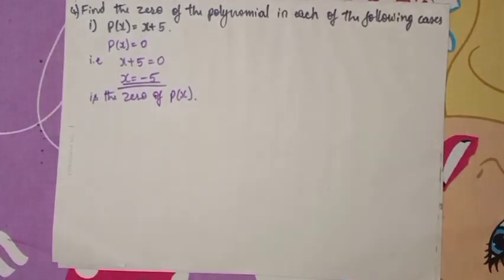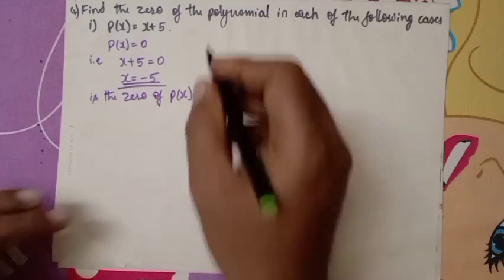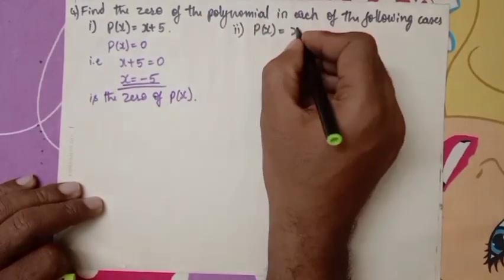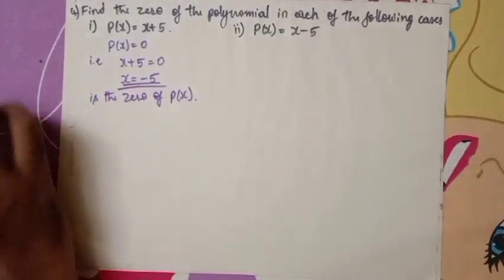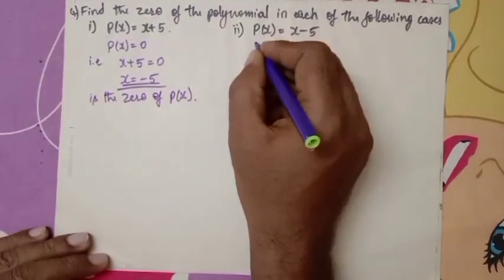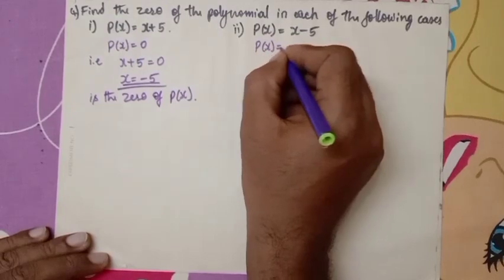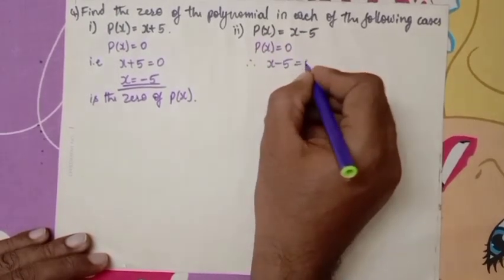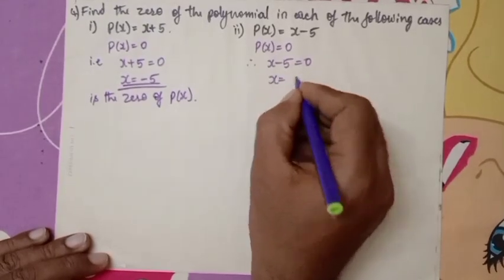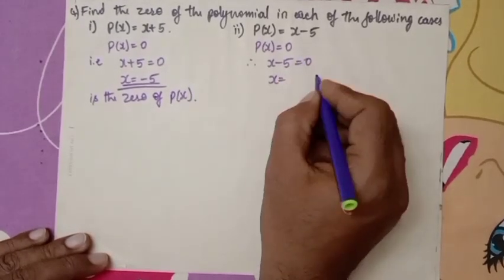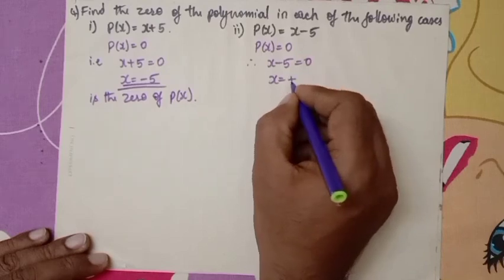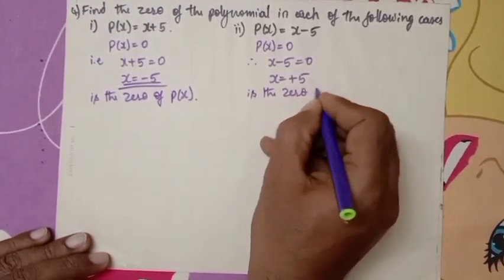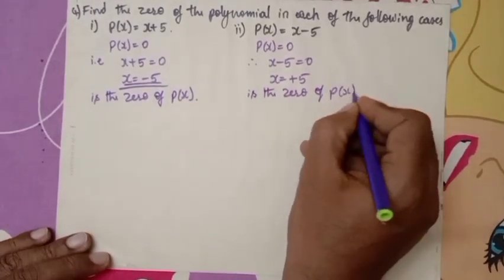Let us move on to the second problem, that is P of x is equal to x minus 5. So, here also P of x is equal to 0. Therefore, x minus 5 is equal to 0. So, x is equal to, when this minus 5 shifts to the right hand side, its sign changes, that is plus 5, is the zero of P of x.